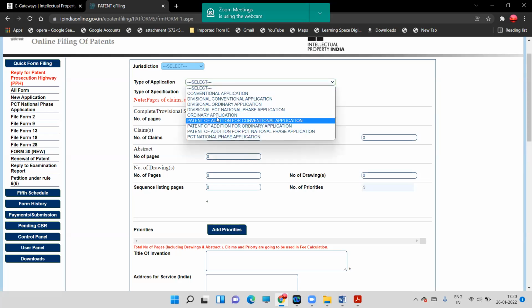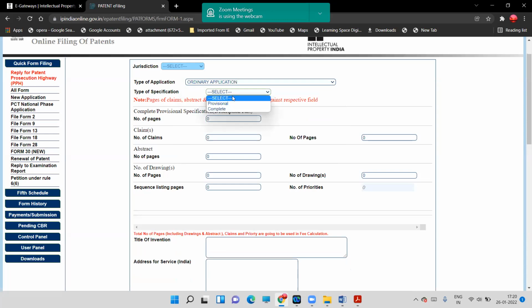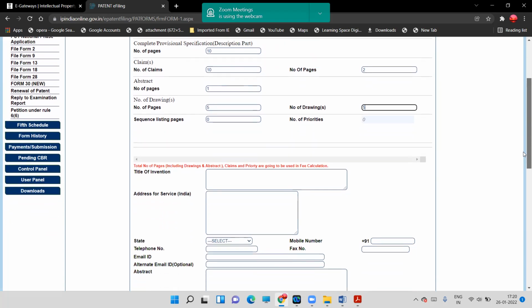So suppose I am filing just an ordinary application. Then specification, suppose I am filing provisional and 10 pages. Complete provisional specification description part. If suppose I have 10 pages, just आपको दिखा रही हूँ as a demo. So claims, number of claims, suppose I have 10 claims. Number of pages, suppose I have 2 pages. Abstract, 1 page. Number of drawings, suppose 5. So we don't have a sequence listing page, so no need to fill that.